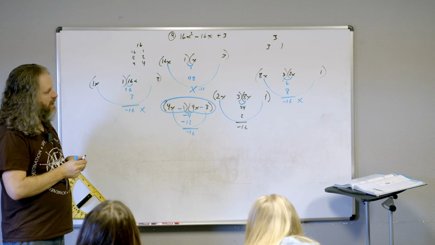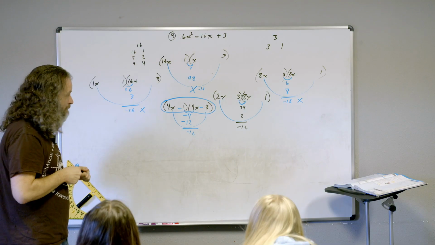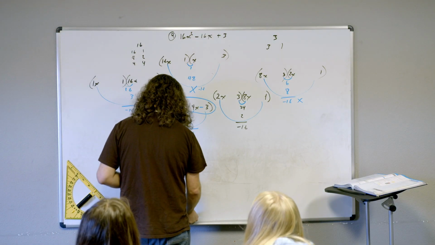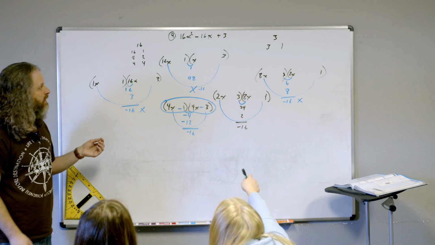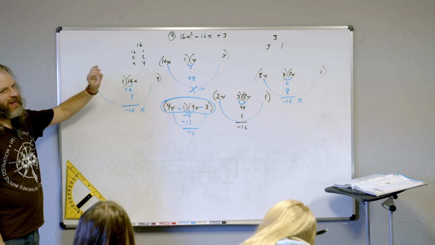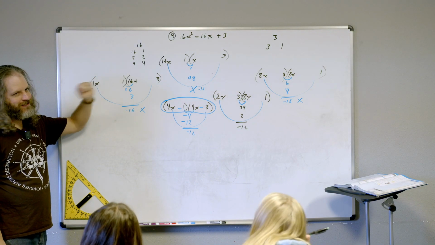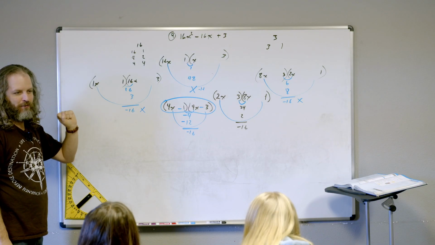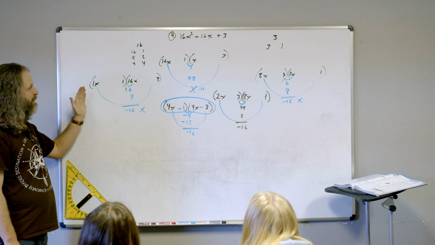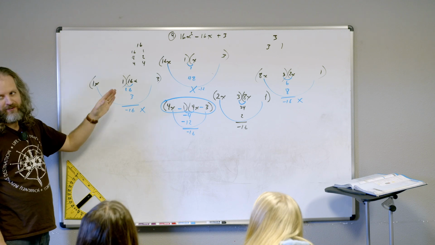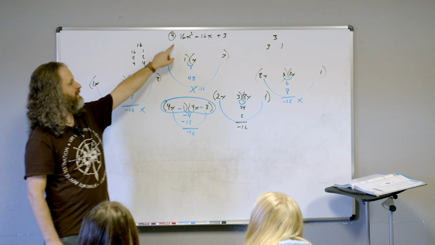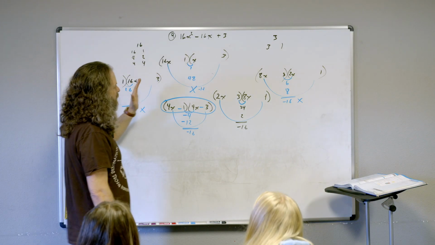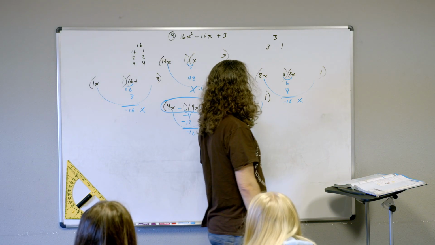The thing I want you to remember is that when A is not 1, it isn't just x and x. That's the first thing. It's going to be something x and something else x, not 1 on both of them. So we can do 16 and 1, we can do 2 and 8, we can do 4 and 4 in this example.